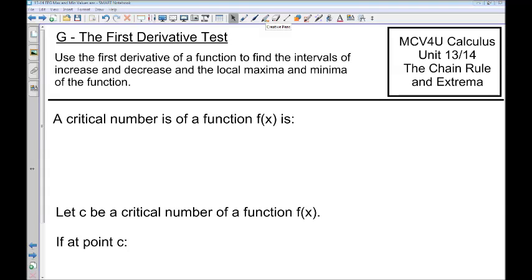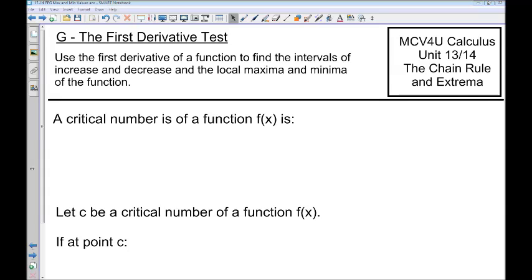So our final lesson in Unit 13-14 here, we get to the first derivative test. By the end of this lesson, you should be able to use the first derivative of a function to find not only the intervals of increase and decrease, but also the local maxima and local minima of the function.